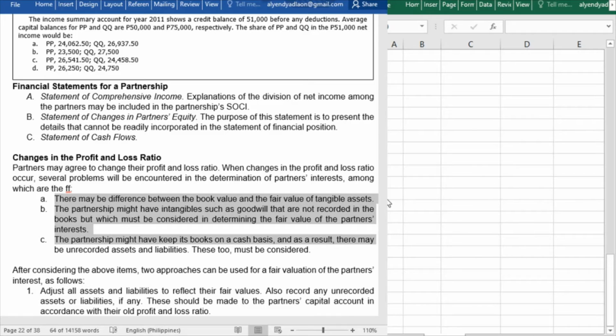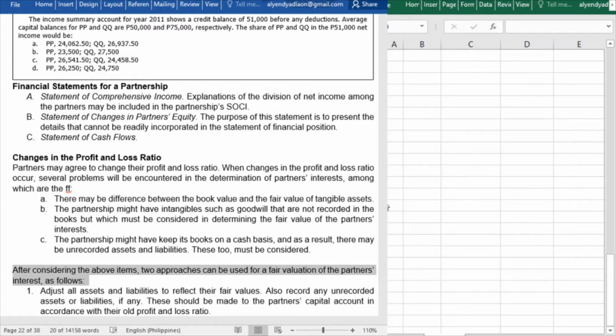The partnership might have kept its books on a cash basis, and as a result, there may be unrecorded assets and liabilities. These too must be considered. After considering the above items, two approaches can be used for a fair valuation of the partner's interest as follows. First, adjust all assets and liabilities to reflect their fair values. Also, record any unrecorded assets or liabilities, if any.